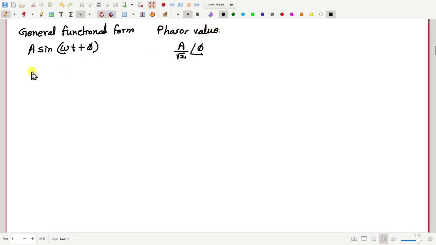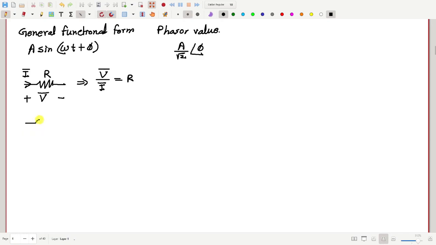Okay. Now the beauty of this Phasor representation is that if we have a resistance R and if the Phasor value of the current flowing through it is I bar, the Phasor value of the voltage across it is V bar, okay, then V bar by I bar, this ratio is equal to R, a constant.